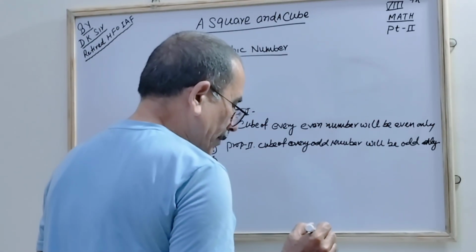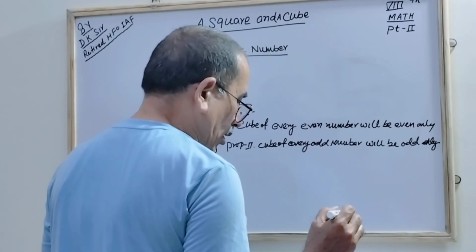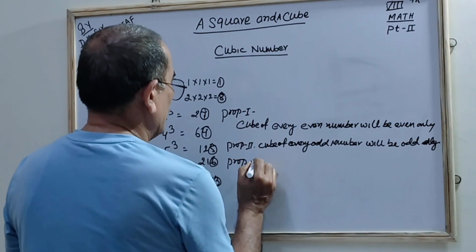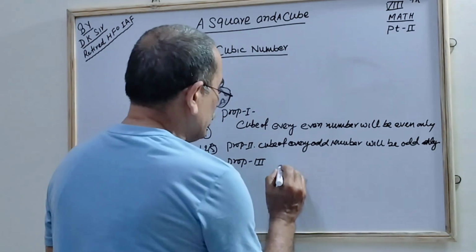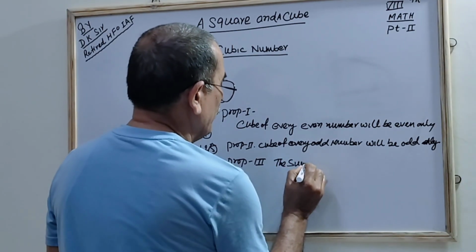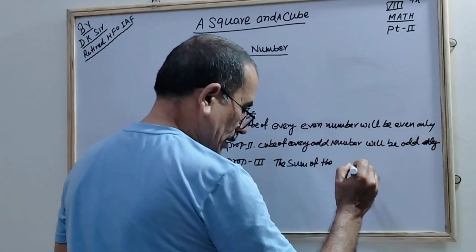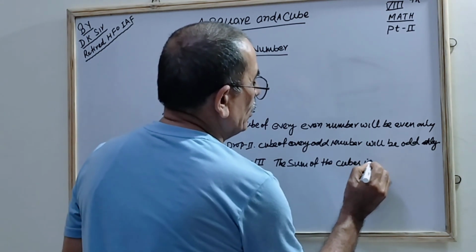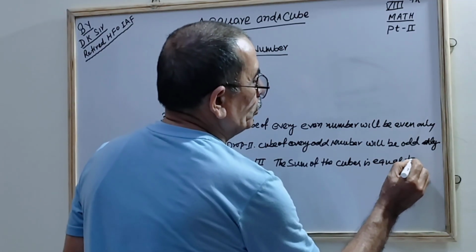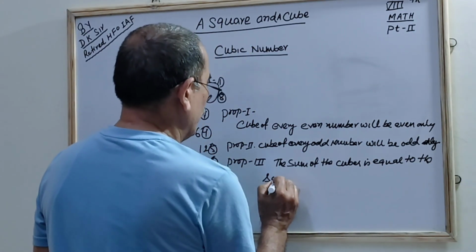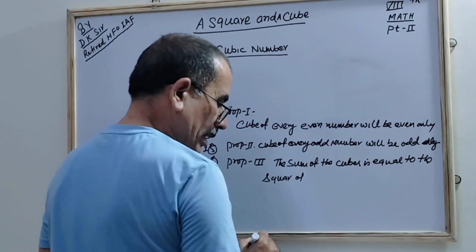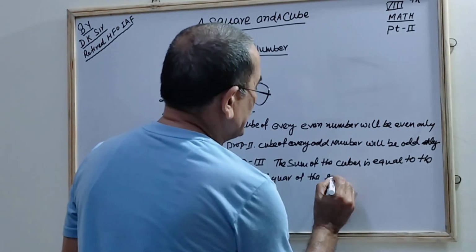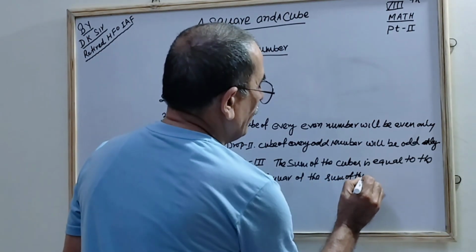Correct? Third, the sum of the cubes is equal to the square of the sum of the base numbers. Correct? The third property, what is that? The sum of the cubes is equal to the square of the sum of the bases, the sum of the base numbers.